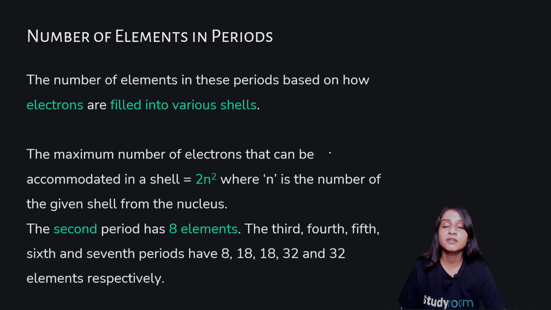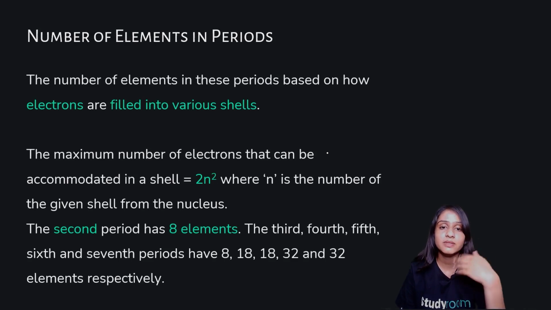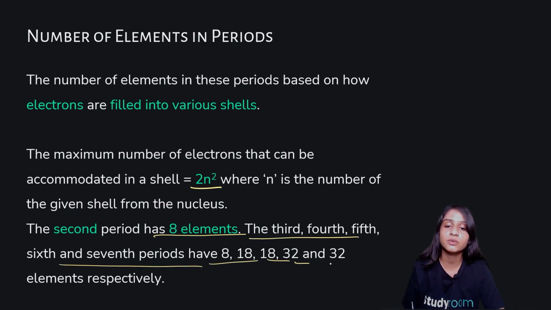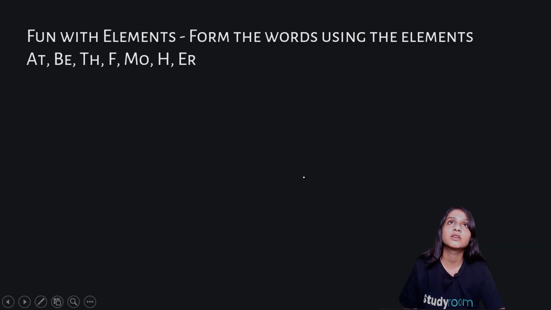So, number of elements in periods. The number of elements in these periods is based on how electrons are filled in various shells. The maximum number of electrons that can be accommodated in a shell is 2n squared, where n is the number of the given shell from the nucleus. So the second period has 8 elements. Third, fourth, fifth, sixth, and seventh have 8, 18, 18, 32, 32 elements respectively. So this was all about the periods. You need to get this.